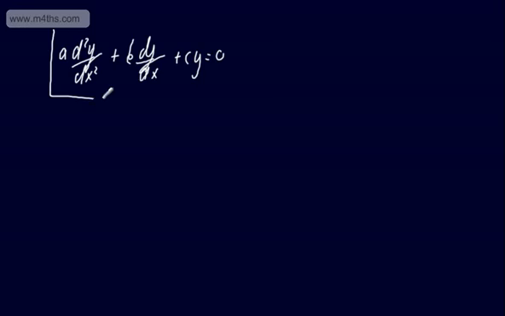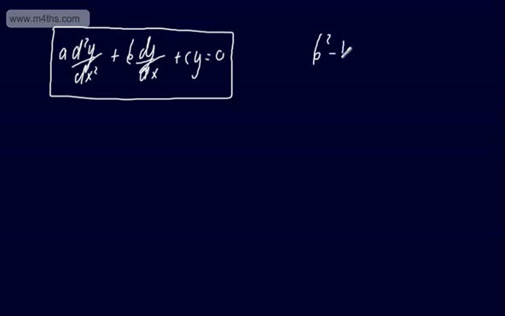In this video, we're going to be looking at linear second order differential equations with constant coefficients in the form a d2y by dx squared plus b dy by dx plus cy is equal to 0, where a, b and c are constants. And in this particular video, we're going to consider the scenario where b squared minus 4ac is strictly greater than 0. And this will give us now two distinct real roots.